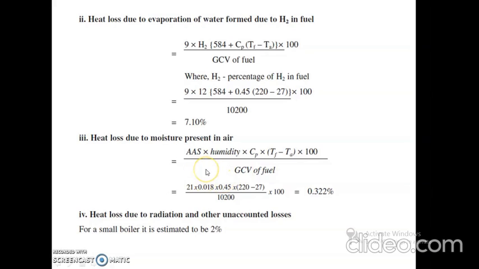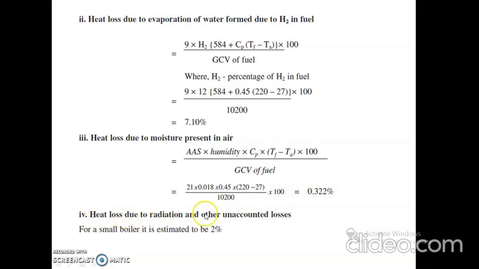Students, we know that for the combustion we need to supply air, and this air is the actual amount of air supplied that we already calculated from theoretical and excess air. That air contains moisture, and when it goes to the furnace, that moisture also takes away some heat. That value is considered here, and is given by the actual air supply times the humidity of the air supply, the specific heat of that moisture, and (Tf - Ta). From that you can calculate the heat loss due to moisture in the air.